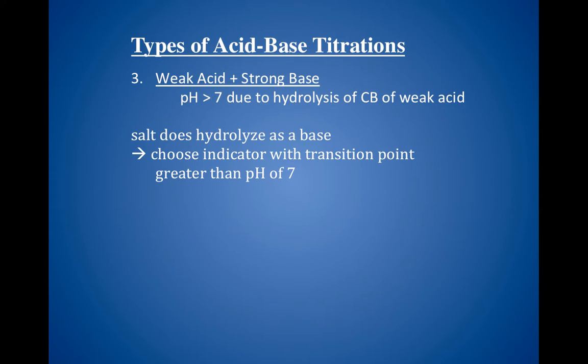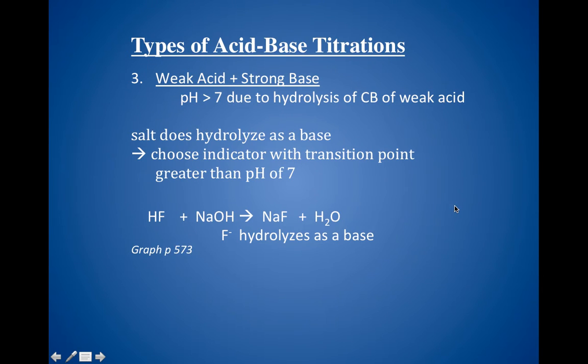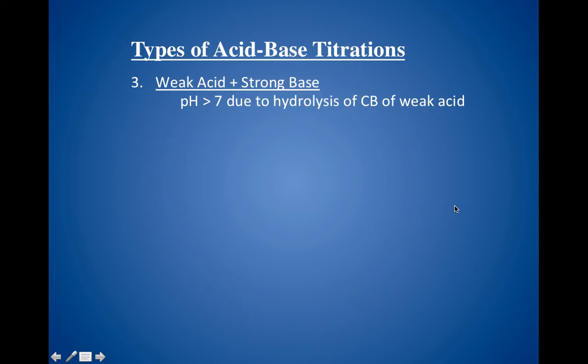Finally, we have weak acid plus strong base, and the salt we make is going to hydrolyze because it is the conjugate base of a weak acid. So in this case, the pH will be above 7. We've chosen a strong base, sodium hydroxide, but a weak acid. Sodium won't hydrolyze, but the fluoride hydrolyzes as a base. And we're told page 573 if you don't like this PowerPoint.